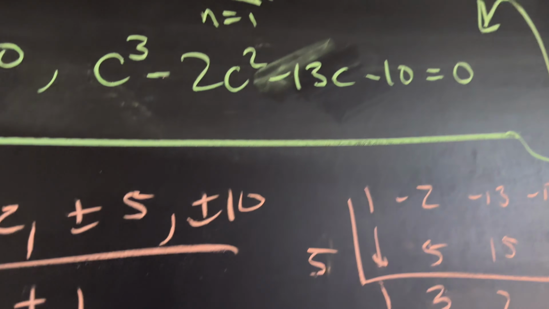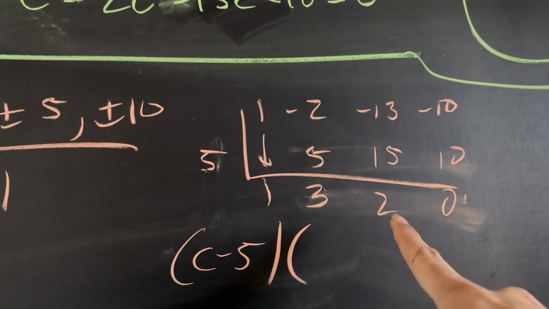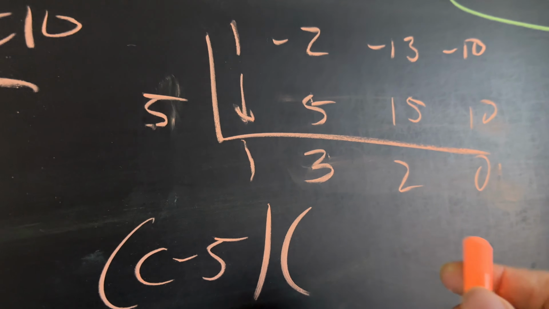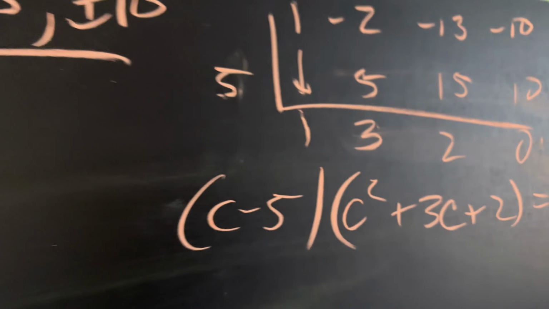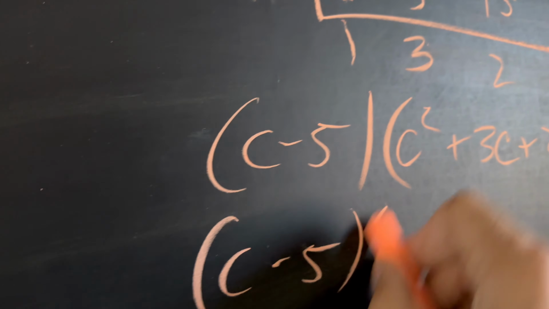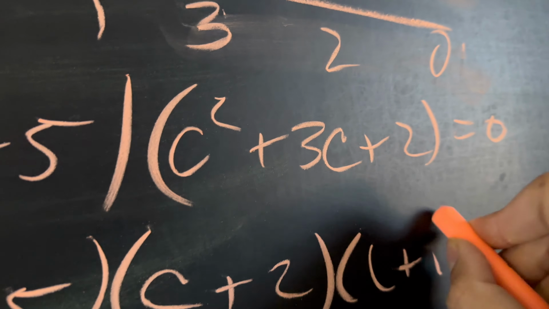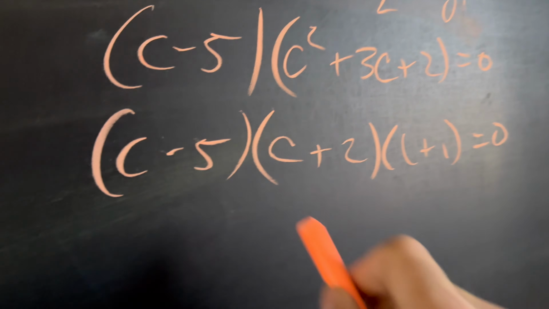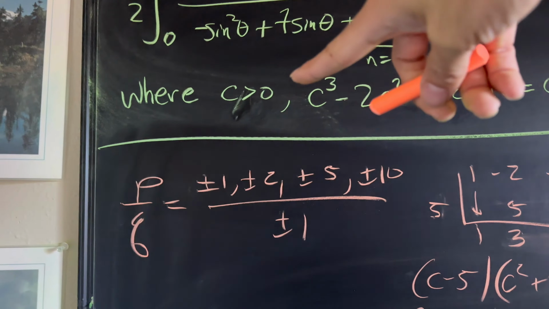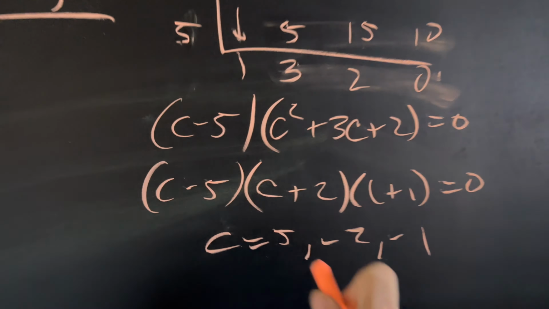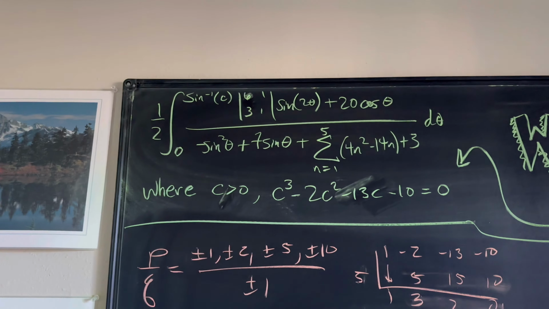Now we know that the factored form so far is going to be c minus 5 times, these are the coefficients of the remaining quotient, c squared plus 3c plus 2 is equal to 0. And now we can go ahead and factor out the rest: c minus 5, c plus 2, c plus 1. So the values that make this true are c equal to 5, -2, and -1. Well, they told us that c has to be greater than 0, so now we know that c is going to equal 5. So far that's going to help us find one part of the integral.